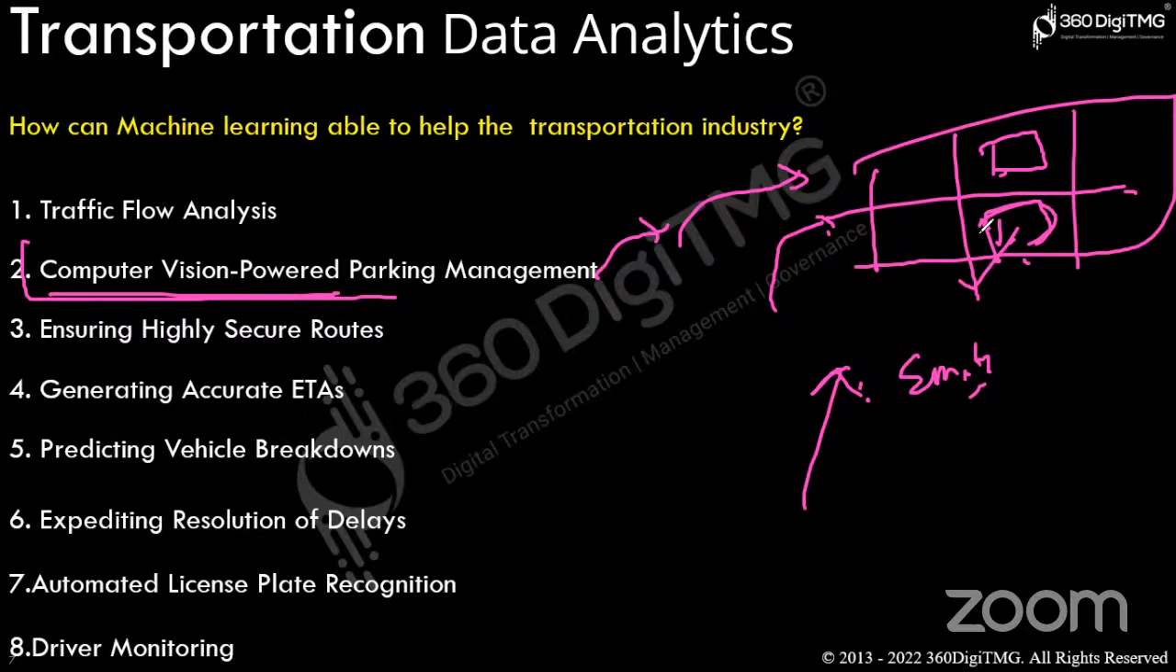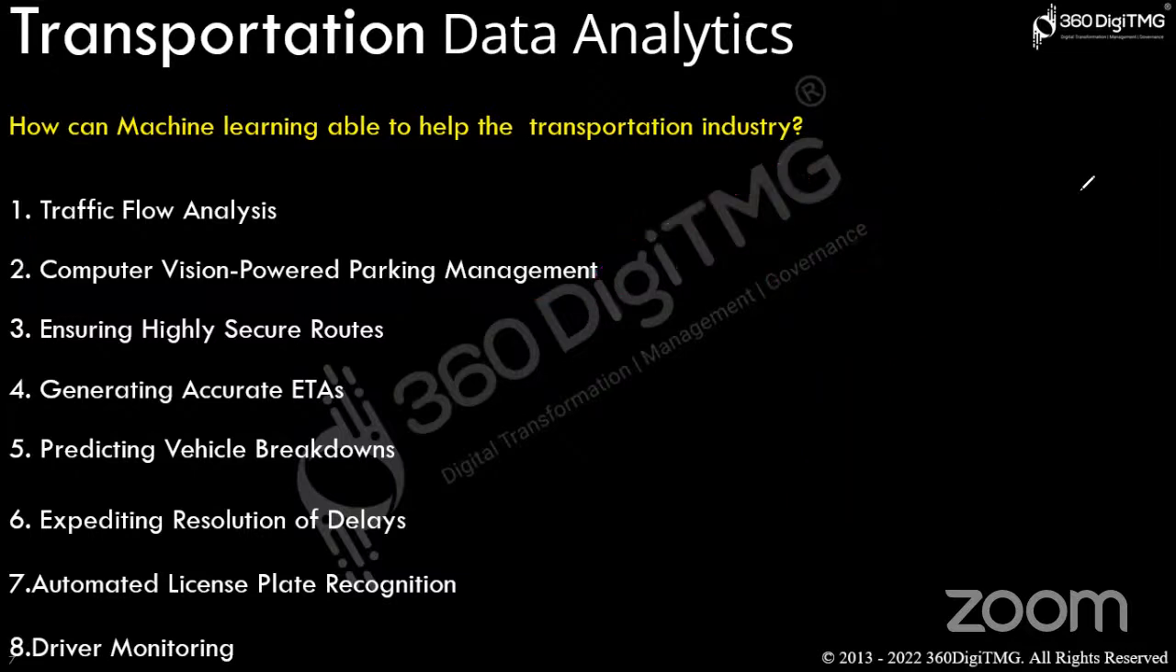So that also we can find out how many spaces we have, how many have been occupied. All those things we can do using computer vision powered parking management, on whether that particular parking has been done in a proper way or not, and if somebody has been violating anything like that, all that data we can get.